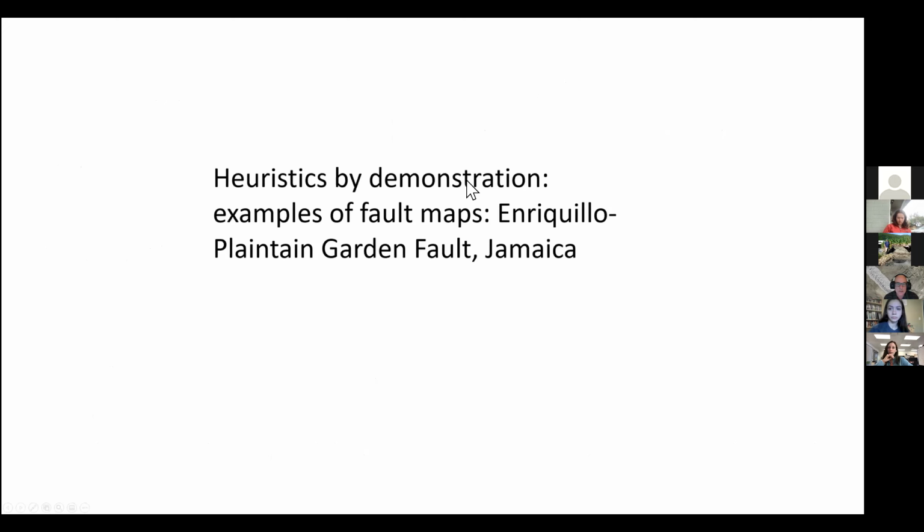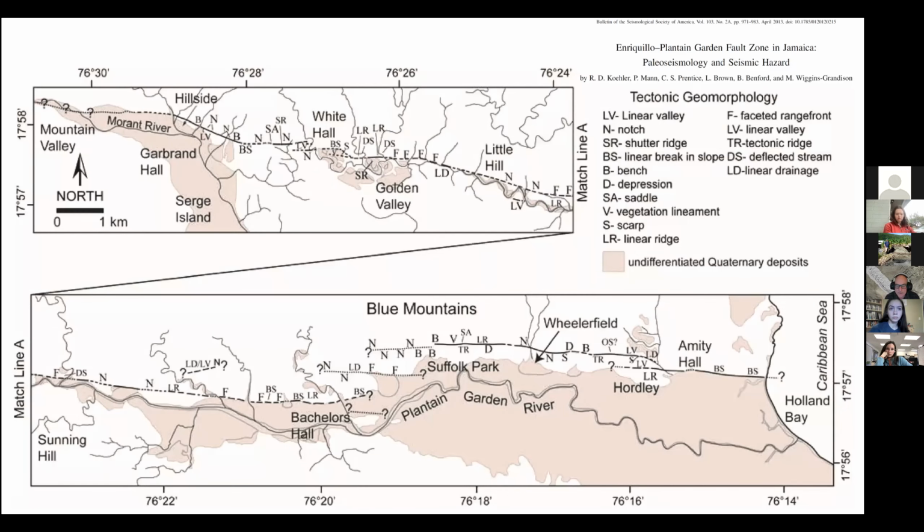So the first thing is something from Rich. This is from the Enriquillo-Plantain Garden Fault in Jamaica. I wanted to provide this because it's a lower slip rate fault in a fairly tropical or humid environment, so vegetation is going to be a big deal. One thing I really appreciate about the work that Rich has done is he always reminds us of these GIRs. We're trying to do a really formal GIR, we call it that, but always in this work, there's an effort to identify point features that are indicative of the faulting or what's used to support the interpretation.